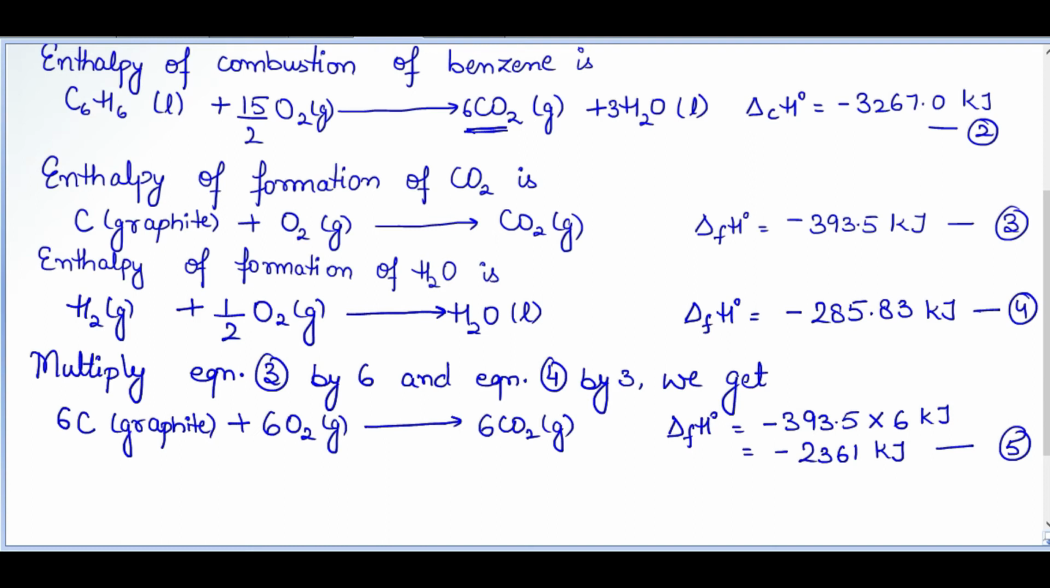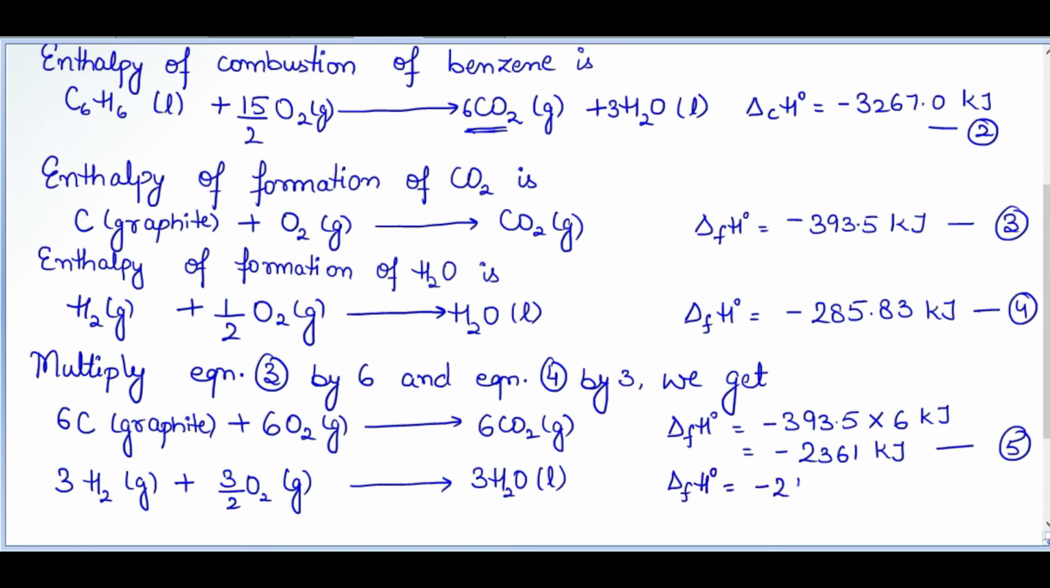Now multiply equation 4 by 3. So it will be 3H2 gas plus 3 by 2 O2 gas give rise to 3H2O liquid. Again, multiply the enthalpy of formation also. So minus 285.83 into 3 kilojoule, right? So the final answer will be minus 857.49 kilojoule, right? So this equation must be equation 6.